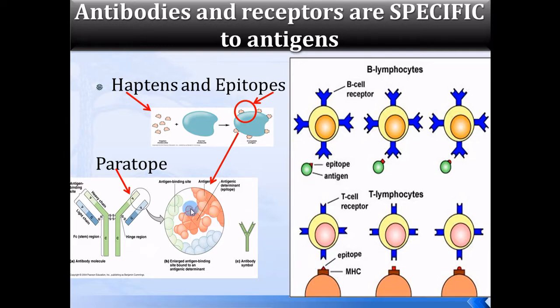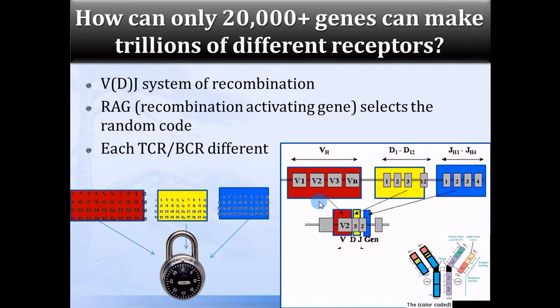Right? The part that's binding, the part that's looking for the epitope, is called the paratope. So, as an example, here's a paratope on the receptor right here in the very end. It's detecting the epitope. Right.